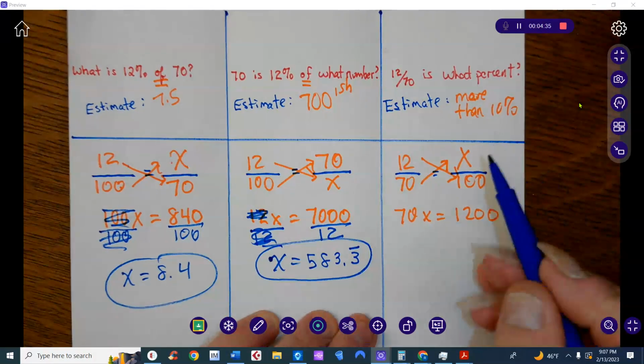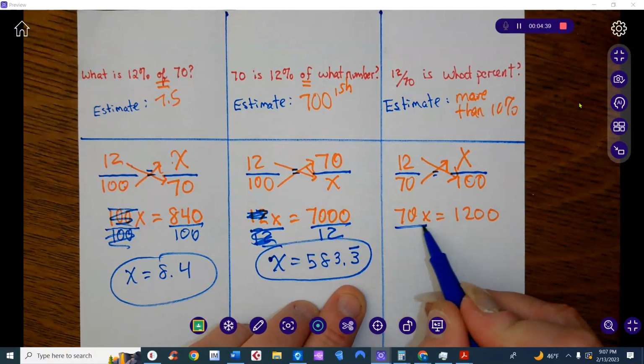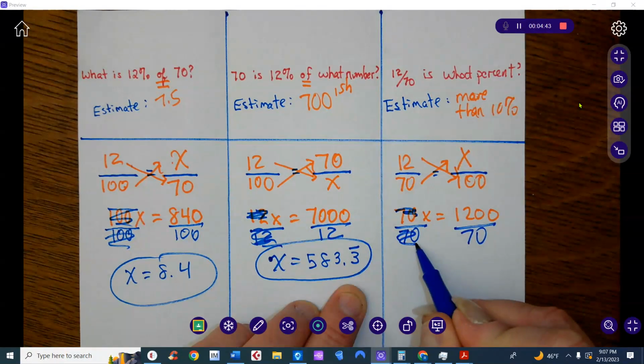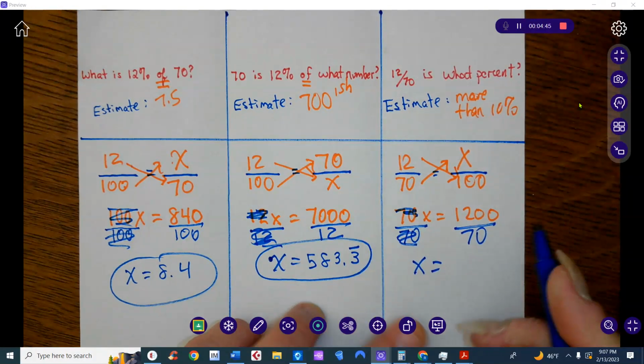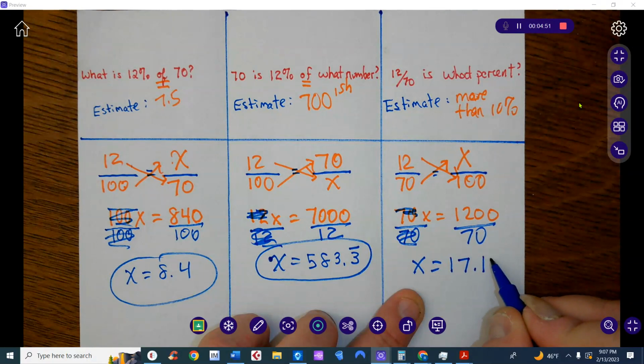All right, and then the last one, we're going to have 70x is equal to 1,200. Okay, so divide by 70, cancel these, and you get x is equal to 17.14.